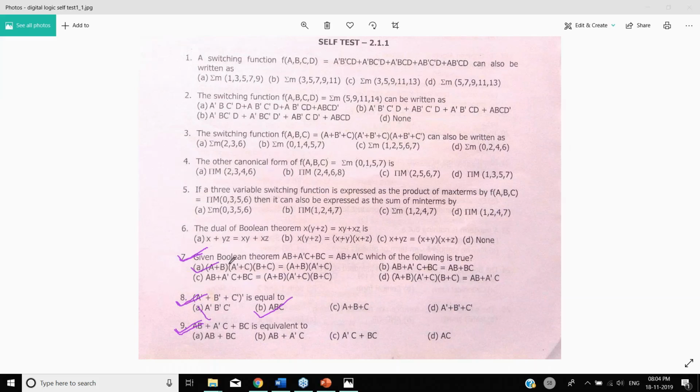A will be the answer. For 9, if you apply the absorption law, the BC will get deleted. Just try to do that, and B will be the answer for that.